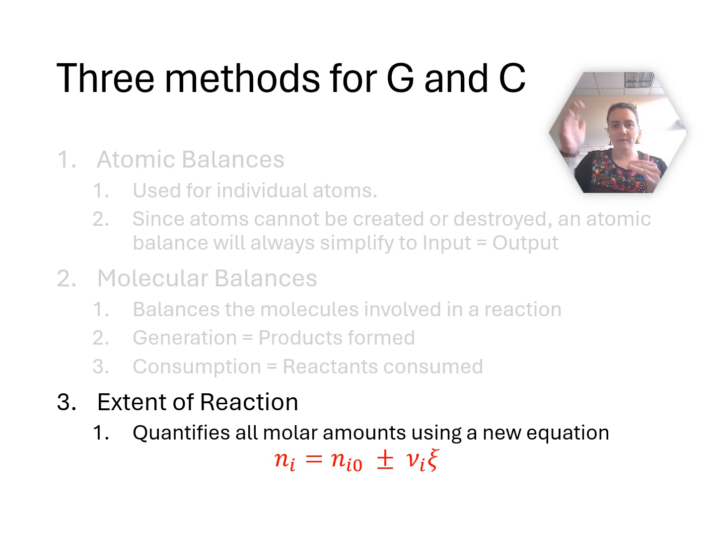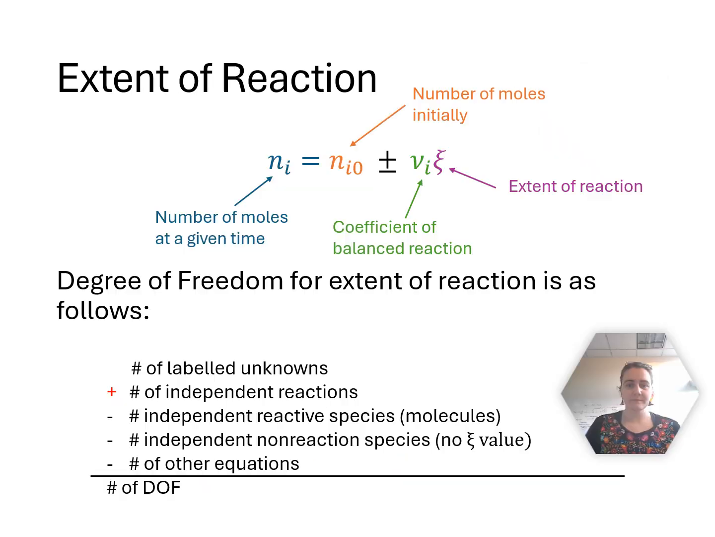So essentially, atomic balances and molecular balances use the general balance equation to set up a system of equations. Extent of reaction does not use the general balance equation. It uses a different equation. And so it's always going to be in terms of molar amounts. It can be in terms of molar flow. So keep in mind that you can have an N or an N dot. So let's take a look at this new equation.